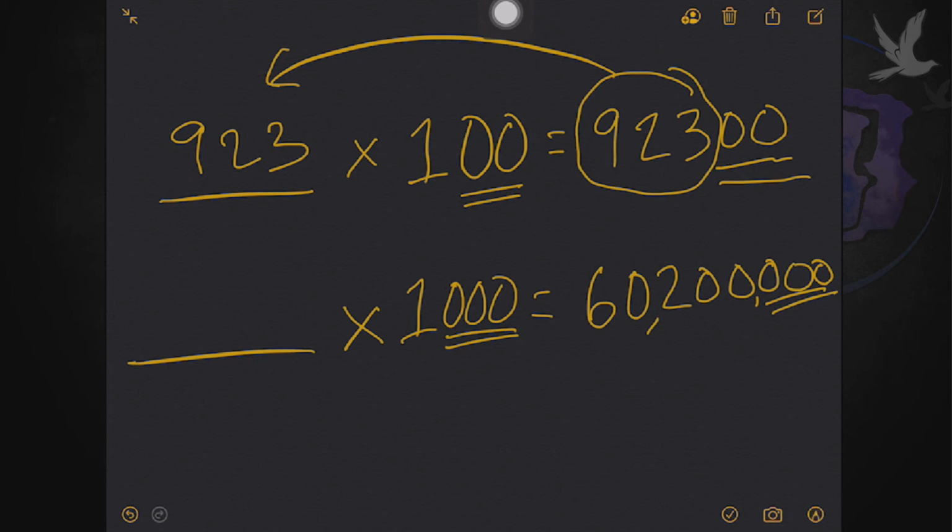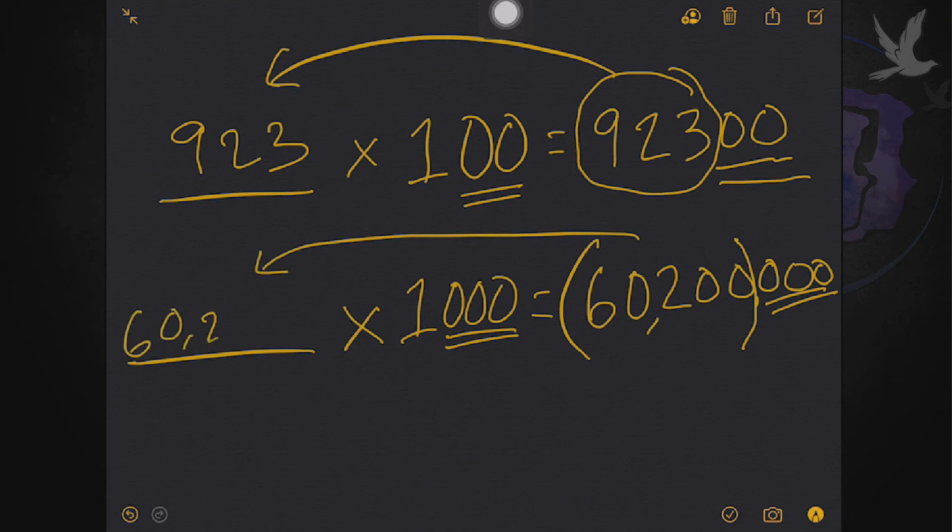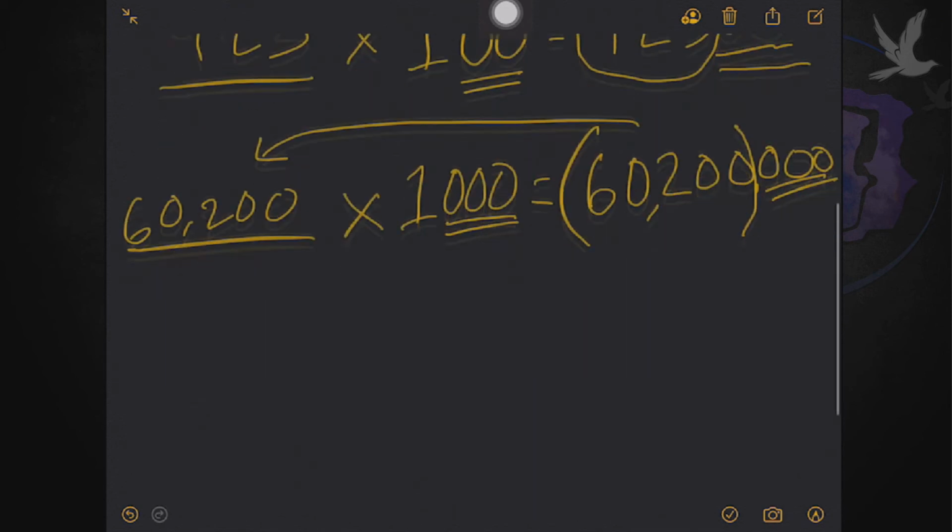Okay, so that's basically it. And what's left is this number over here. All you have to do now is to take this number and put it here. So that's 60,200. 60,200 multiplied to 1,000 will give you 60,200,000.